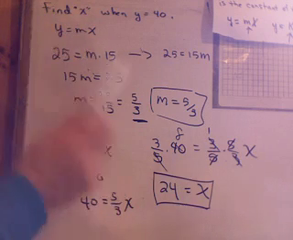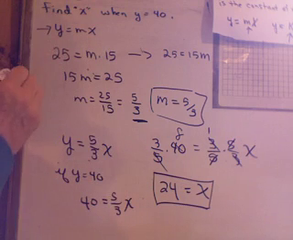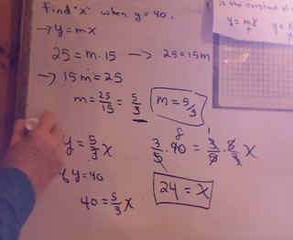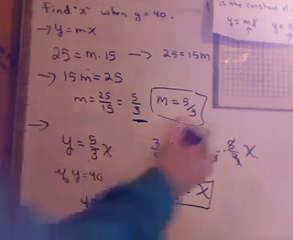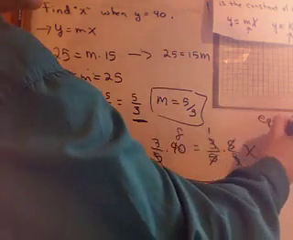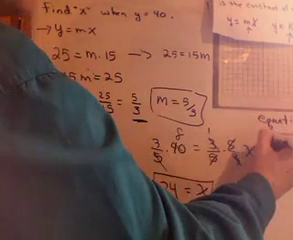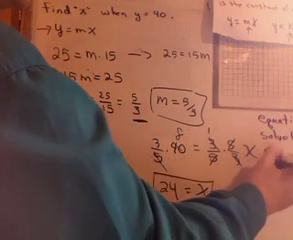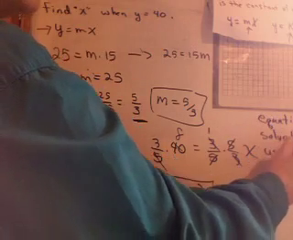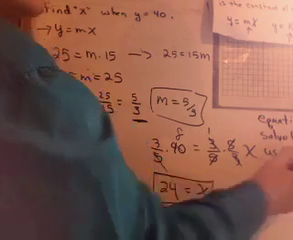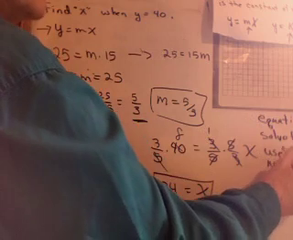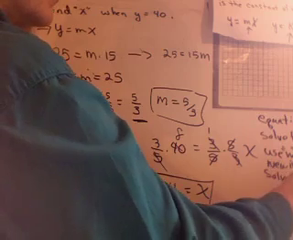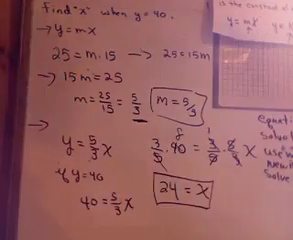So basically, here are the steps. Decide on the equation, plug in and solve for m, and then use the m. So equation, solve for m, use m with the new information, and then solve again. Use those steps, you should be fine on this assignment.